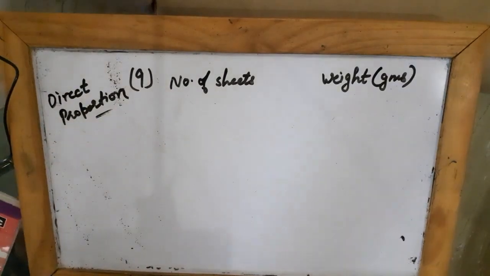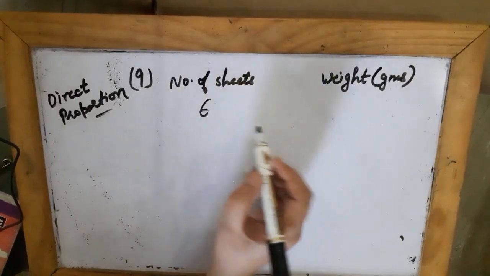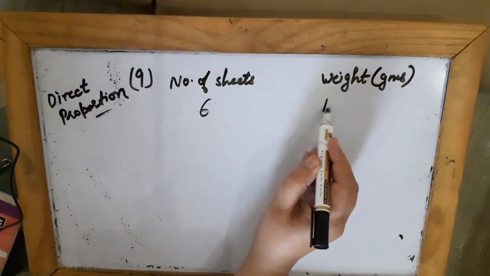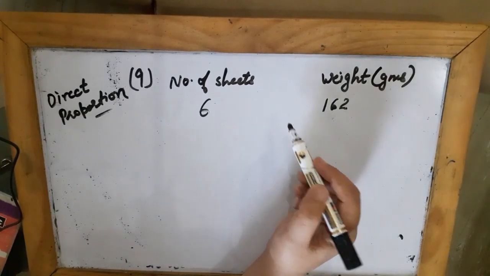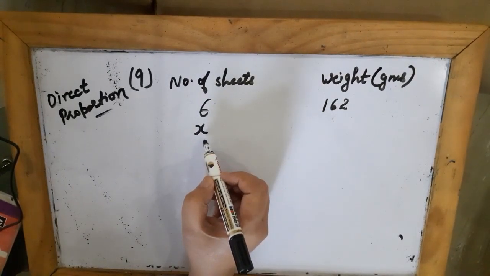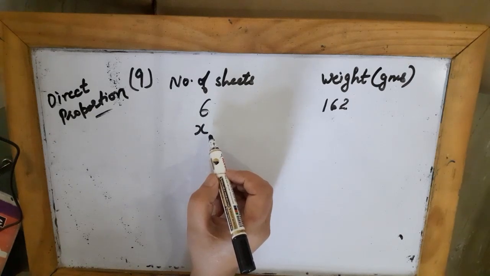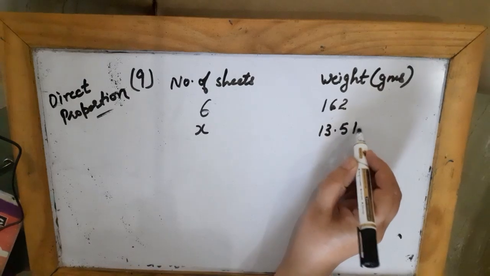Now the ninth question. In the ninth question they say if the weight of 6 sheets of paper is 162 grams. So what are the two things given? The two things are, one is number of sheets and one is their weight. Now they say that 6 sheets of paper, they weigh 162 grams. उनका weight है 162 grams. How many sheets? So I have to find the number of sheets. So I'll put a variable x over here. How many sheets of the same quality of paper would weigh 13.5 kg?